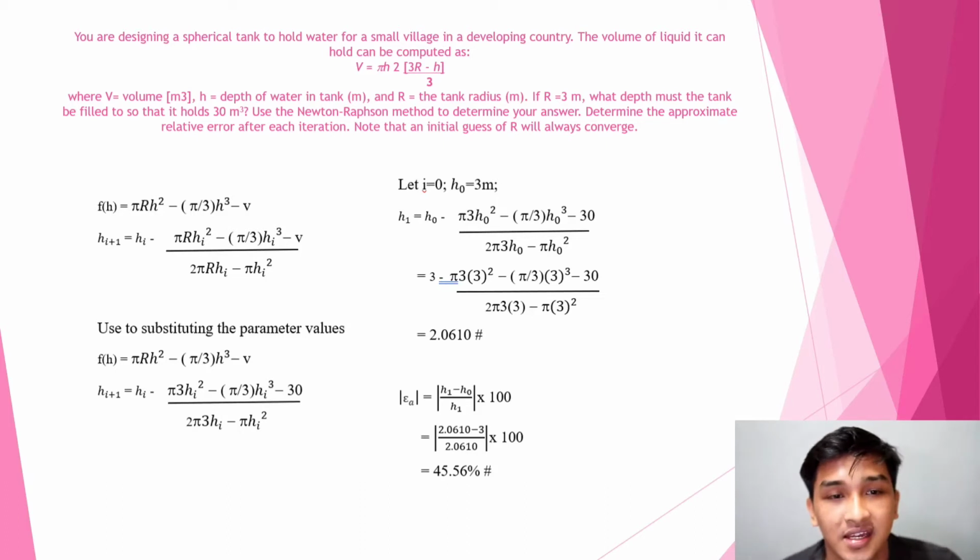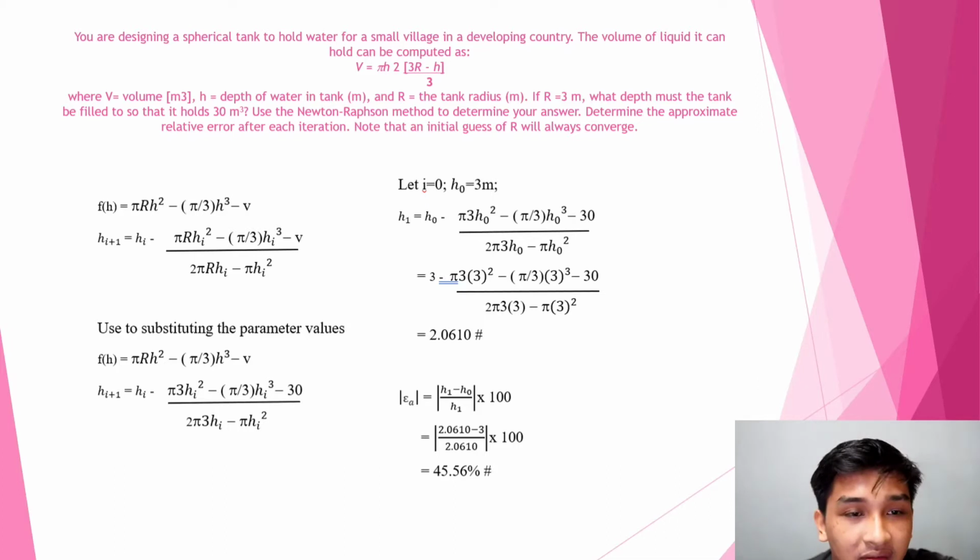F. Okay, this is a formula: F equal to pi r h square minus pi 3h3 minus v. Okay, I will expand this formula. Okay, use the substitution parameter value.